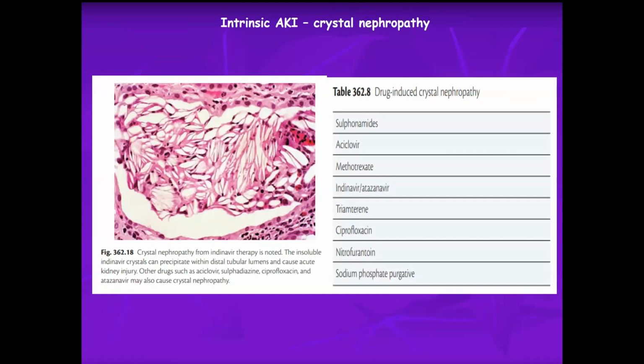Crystal nephropathies are caused by many drugs. Some of them are commonly used drugs, such as your methotrexate, ciprofloxacin, nitrofurantoin, and this is a micrograph showing a patient with crystals in the kidney. With methotrexate therapy, the insoluble crystals can precipitate within the distal tubular lumen and cause a kidney injury. Other drugs such as acyclovir, sulfadiazine, and ciprofloxacin may also cause crystal nephropathy.